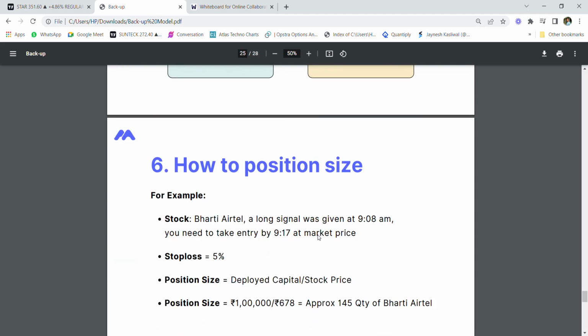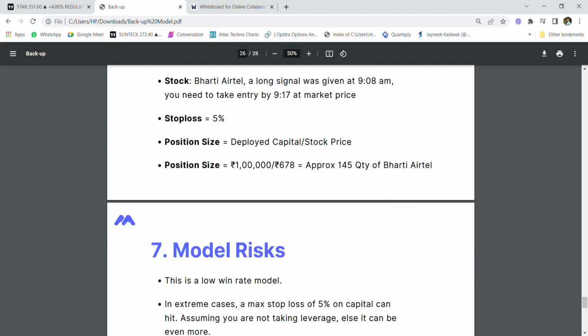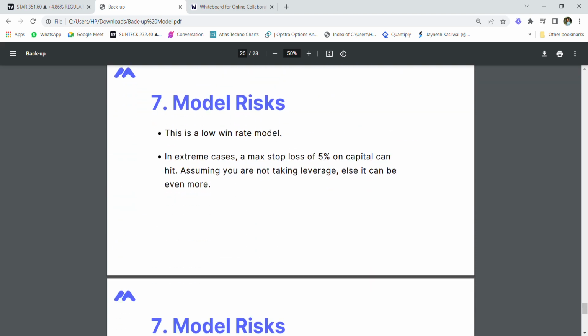Now how do you position size? Basically, Bharti Airtel is given as a long signal at 9 a.m. So you can't go and buy at 9 a.m., right? You'll have to wait till 9:17, 9:20 a.m. Stop loss is 5%. Position sizing is deployed capital divided by stock price. So 1 lakh divided by 678 is approximately 145 quantity of Bharti Airtel that you need to buy.